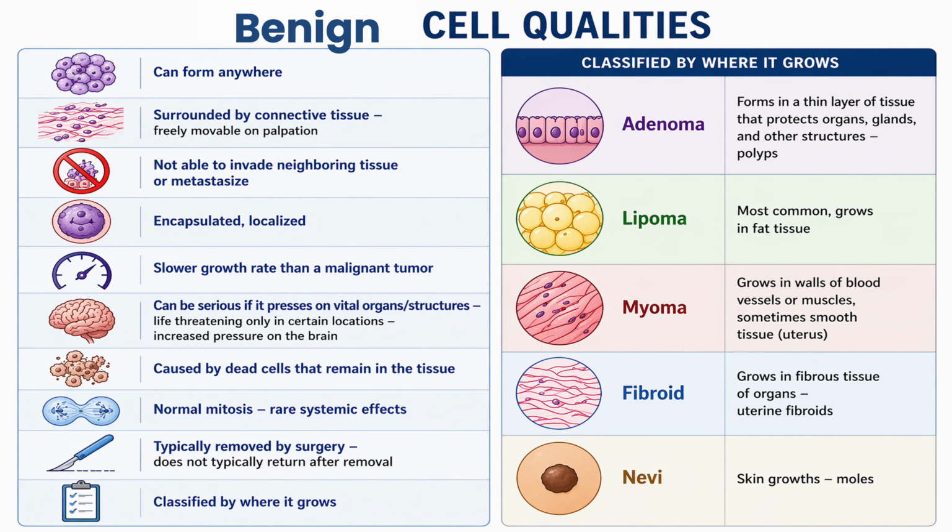Benign tumors are usually encapsulated and remain localized, so they stay in one spot. Although they do not metastasize, they can still cause problems if they compress vital organs or structures. So they are not metastasizing, but they are overgrowing and causing compression on the vital organs or structures around them.